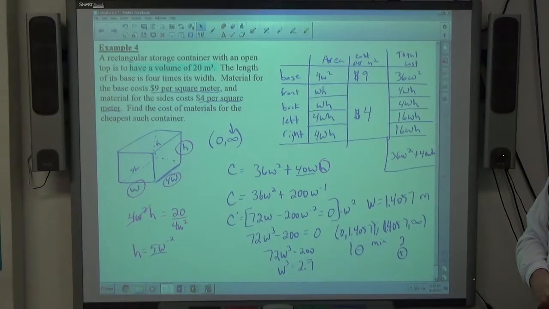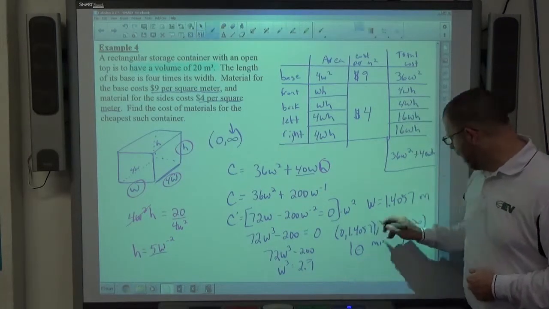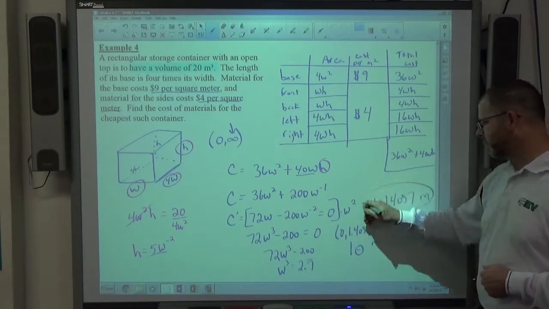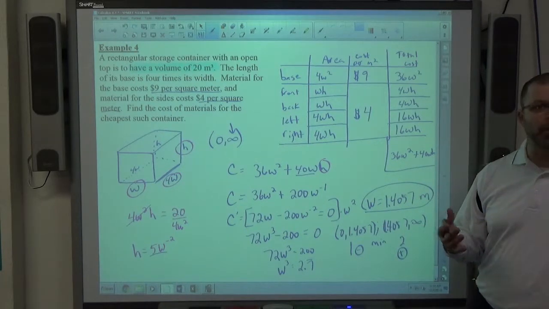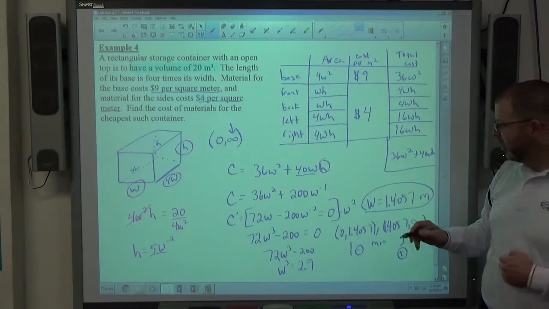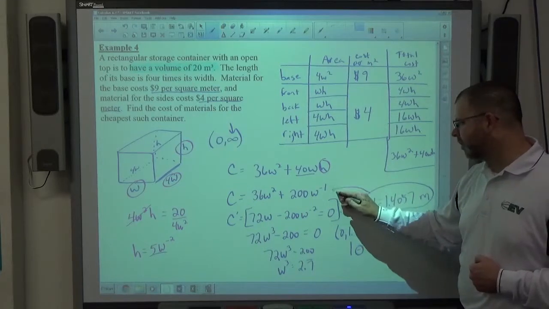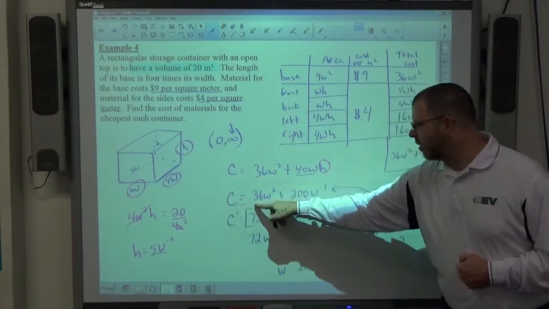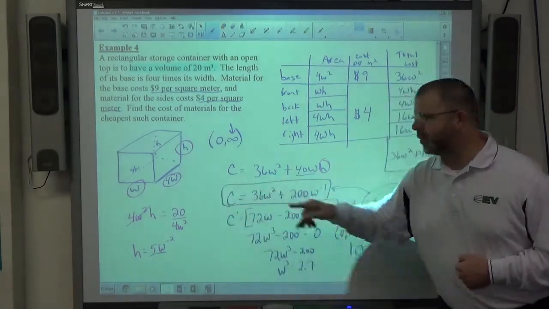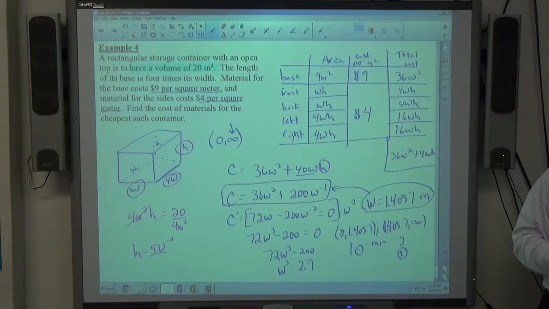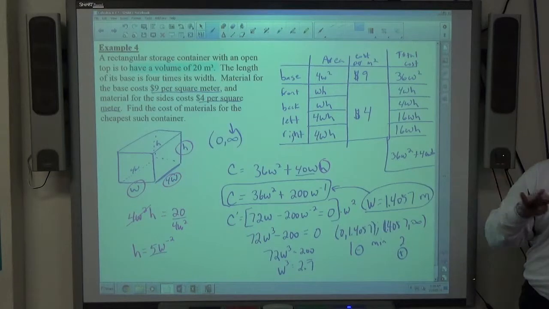All right. It asks for the cost of materials. So I figured out the optimal width, right? It's not asking me for the dimension of the box. It wants to know how much the box is going to cost me. So I'm going to go back to my cost function. Cost function is right here before we differentiate and figure out the actual cost. One thing that I have seen students struggle with in these problems, there's a lot of equations on your paper. Going back to the correct one each time is important.